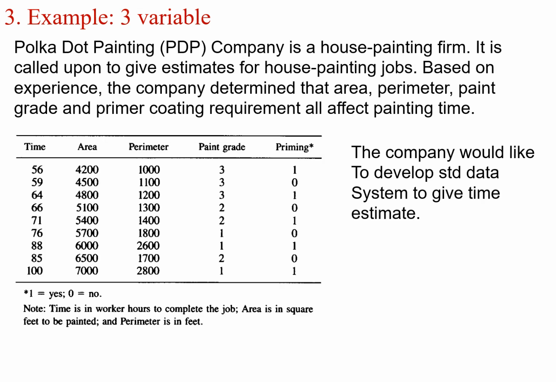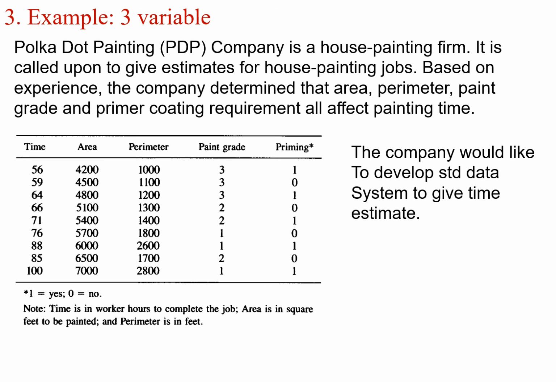Another example, this is a three-variable case. Polka Dot Painting Company is a house painting firm. It is called upon to give estimates for house painting jobs. Based on experience, the company determined that area, perimeter, paint grade, and primer coating requirement all affect painting time. The company would like to develop a standard data system to give time estimates.